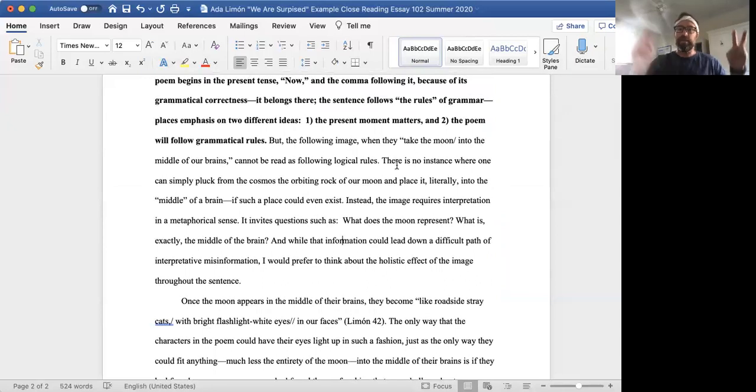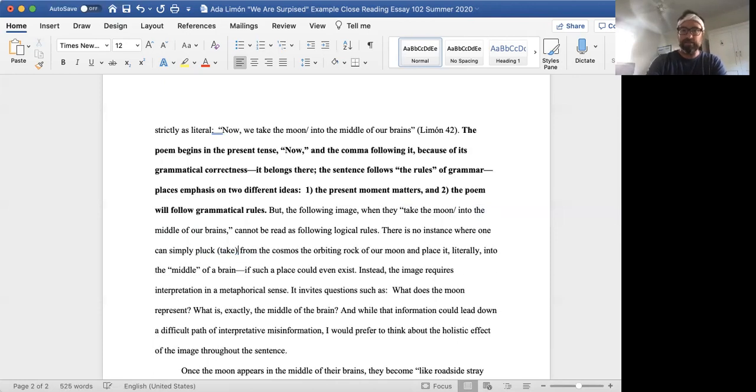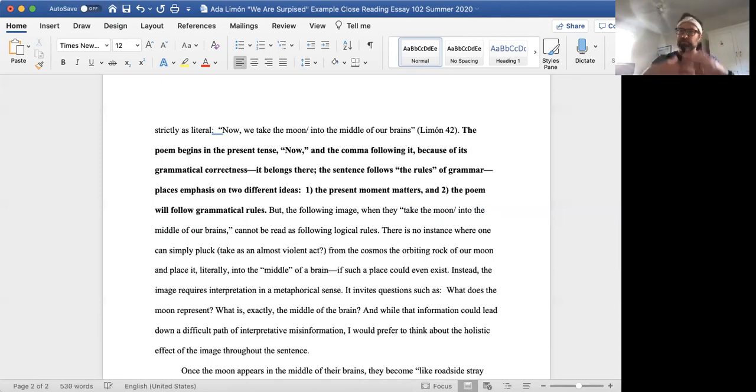The following image, so notice what I'm doing here. I'm taking a longer quote, and then I am trying to cut it down to a little bit more, right? "Just to take the moon into the middle of our brains cannot be read as following logical rules. There is no instance where one can simply pluck from the cosmos the orbiting rock of our moon and place it literally into the middle of a brain." So I might actually here take "take" so that I can use the actual language of the poem, right? And I can talk about "take" as an almost act, right? You take, so that seems interesting. There's different verbs for that. So I'm probably going to look at this later.